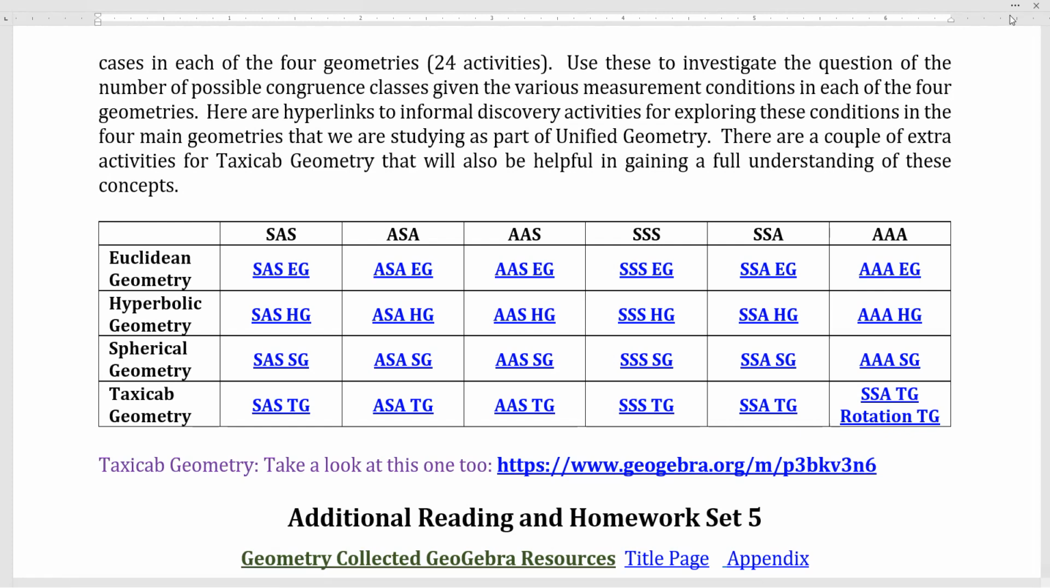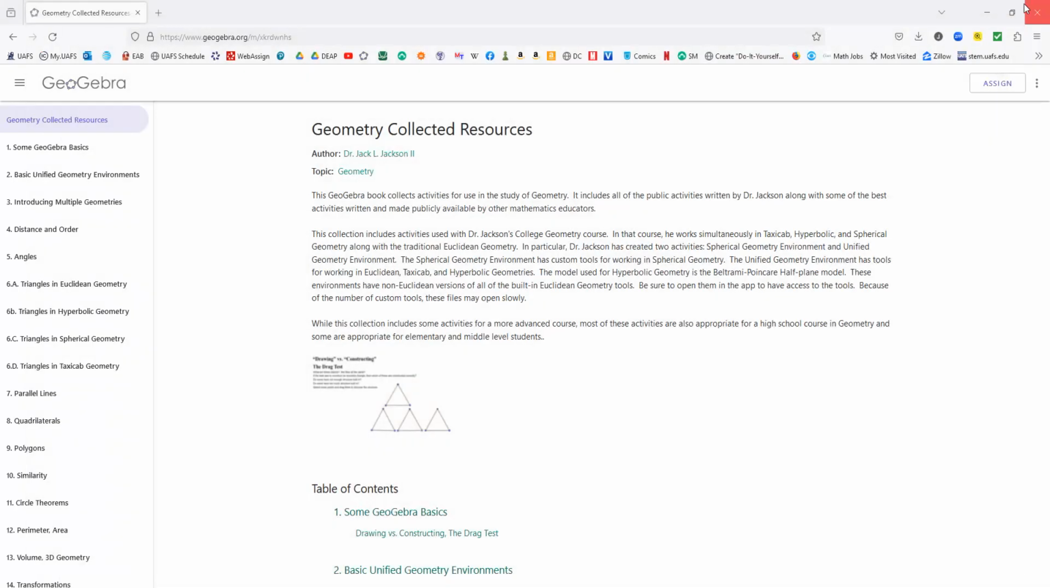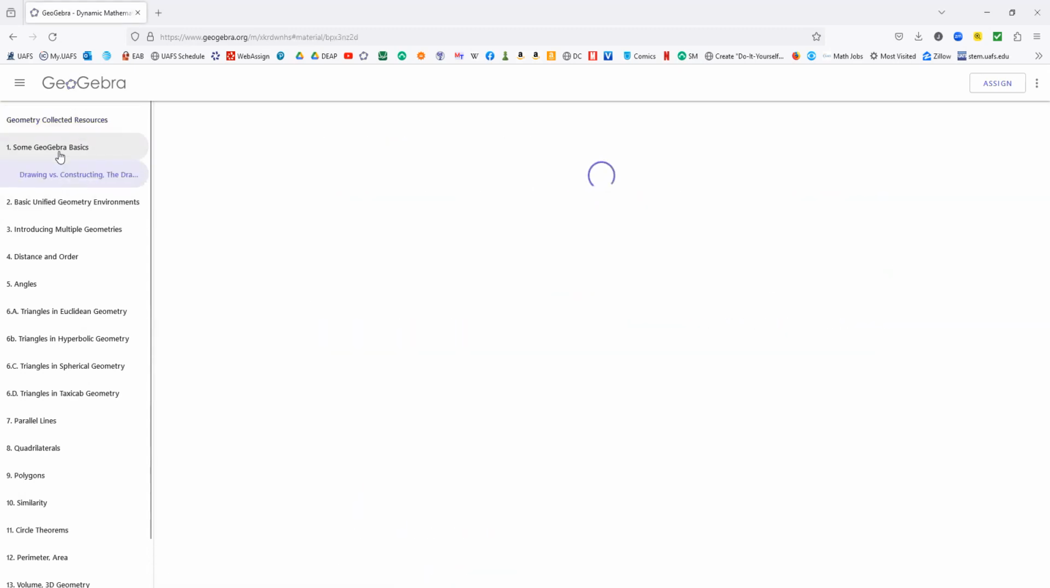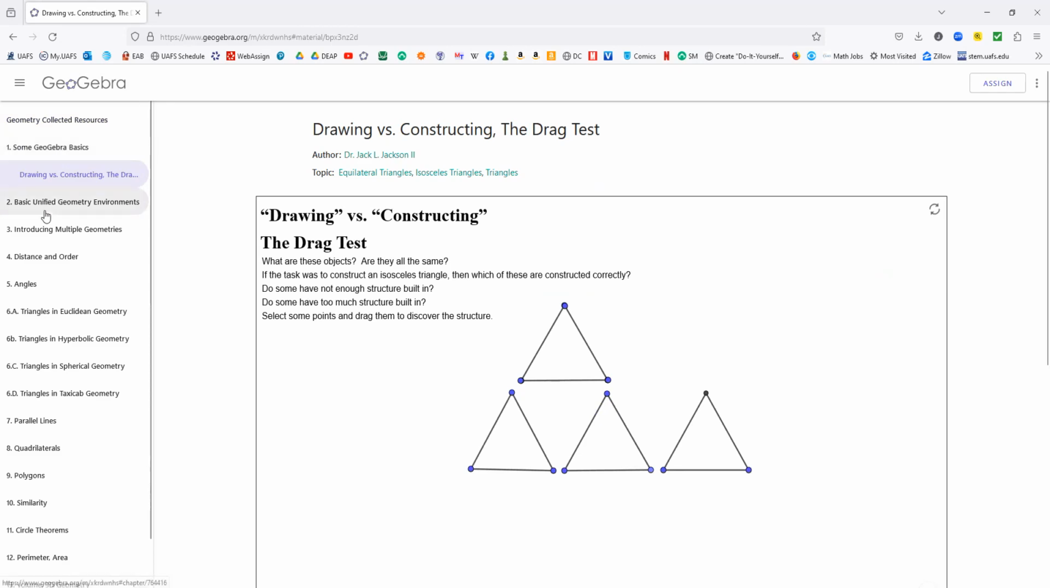But let me also show you something that I have, a GeoGebra book that's called Geometry Collector Resources. You can search for that if you get to GeoGebra. Just search for Jackson Geometry or Jackson Geometry Collector Resources. It should come up and you can open it. It's available for anybody to look at. And I have different resources here. So just some basics there.